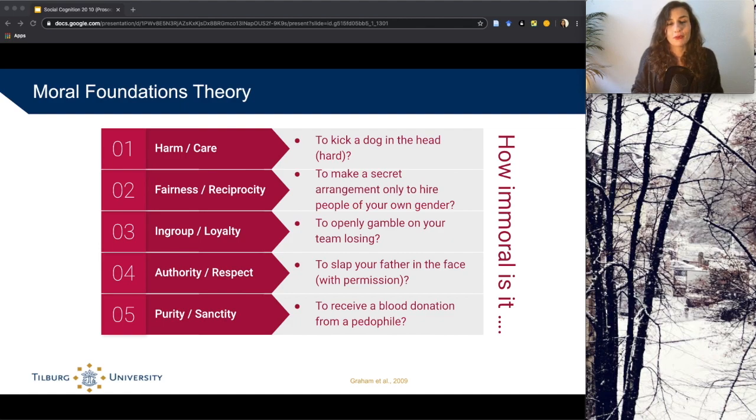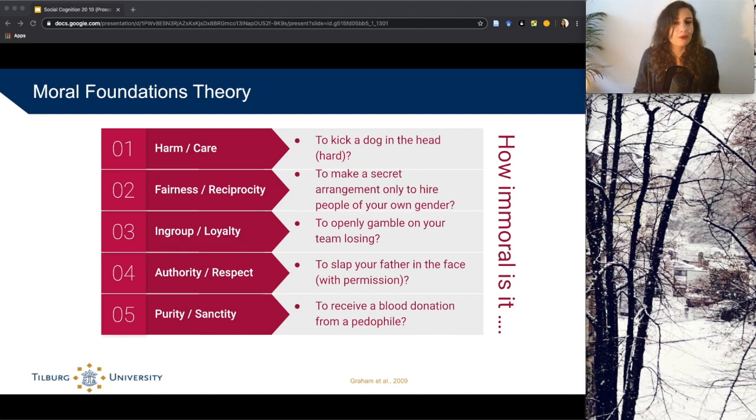So what I want to do now is give you an impression of what is captured by these 5 different facets by raising an example question for them. So how will we find out whether a person cares a lot about the harm care facet? We would ask them how immoral they think it is to kick a dog in the head very hard. And then their response would let us know how much they care about the harm care facet. For the fairness reciprocity facet, an example would be how immoral is it to make a secret arrangement to only hire people of your own gender? So really this is about fairness, and this is about how to repay others for kindness.